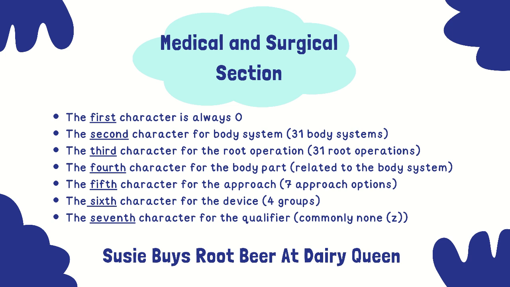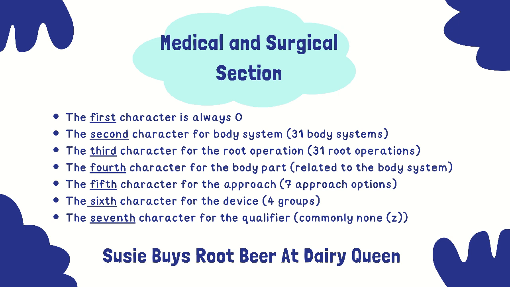The fourth character is the body part. The body part is in relation to the body system. The fifth character is the approach. There are 7 approach options for medical and surgical. The sixth character is the device, and there are 4 groups of devices. And last and certainly not least, the seventh character is the qualifier. Not all codes have a qualifier, so the most commonly used qualifier is the letter Z.